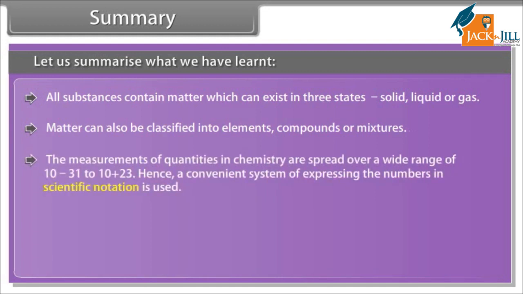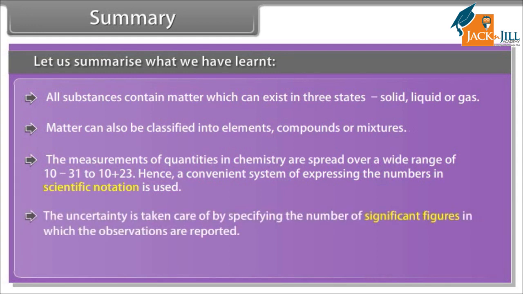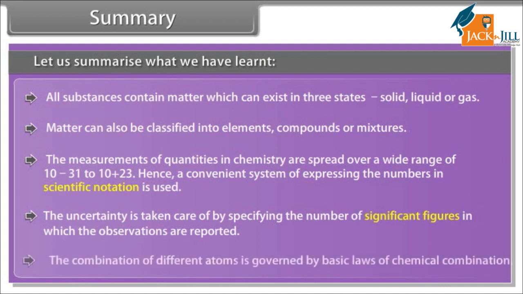The measurements of quantities in chemistry are spread over a wide range of 10 raised to the power minus 31 to 10 raised to the power plus 23. Hence, a convenient system of expressing the number in scientific notation is used. The uncertainty is taken care of by specifying the number of significant figures in which the observations are reported. The combination of different atoms is governed by basic laws of chemical combination.